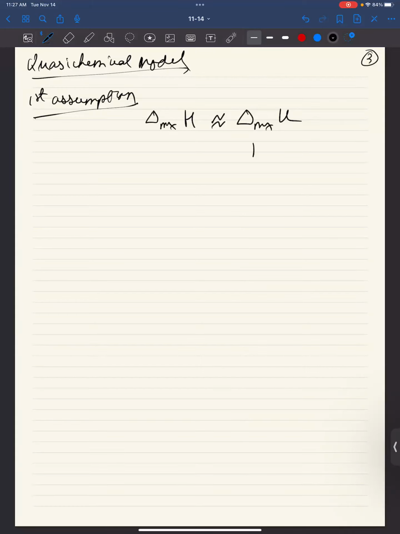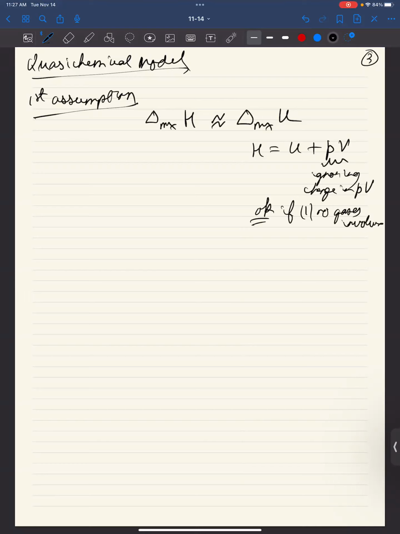So what we mean here is H is equal to U plus PV. So like Stephen said, we are ignoring change in PV, which is okay if no gases are involved at all, or same moles of gases. Even if you have gases playing a role in the reaction, let's say they are not changing drastically, right? If you have something like H2 plus O2 combining to form water, then of course this is not a good idea, right? Then you have to be very, very careful. Okay, so that's our limit here.